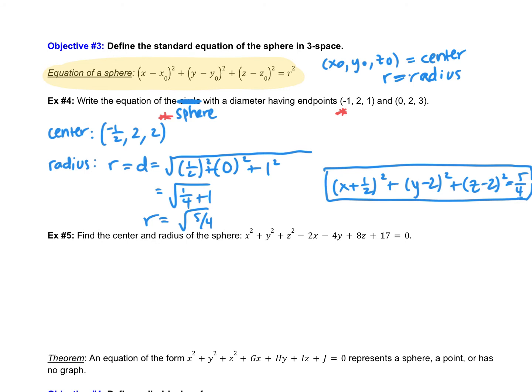So that's using the equation of a sphere. If you remember back to when you used equations of circles, one thing that you also did is you took the equation of a sphere in what we call standard form, or really the equation of a circle in standard form, and you found the center and the radius. So that's what we're going to do in example 5.